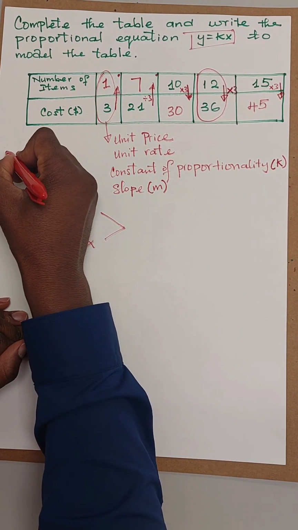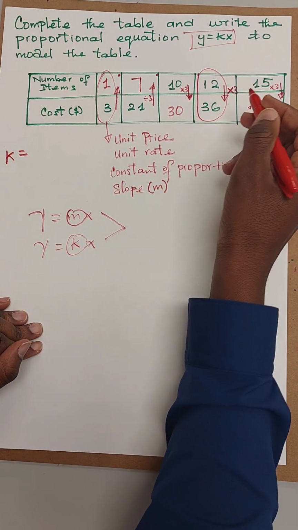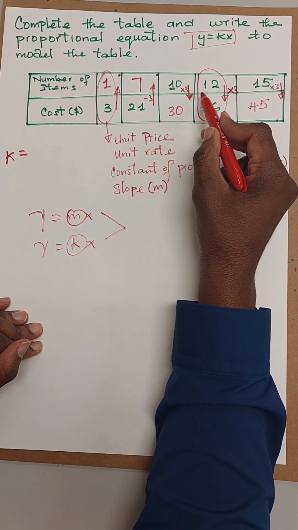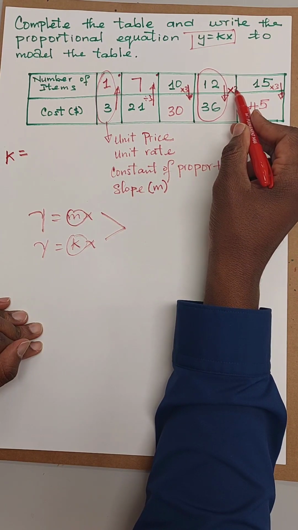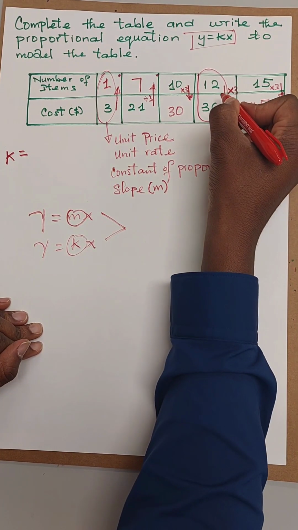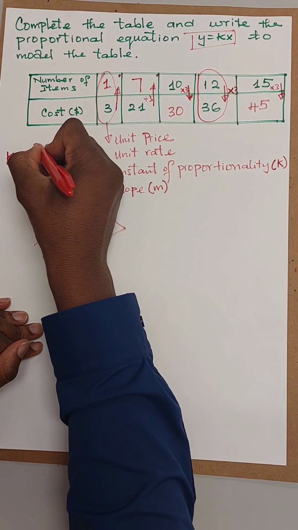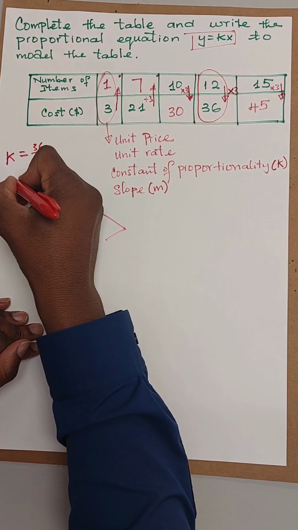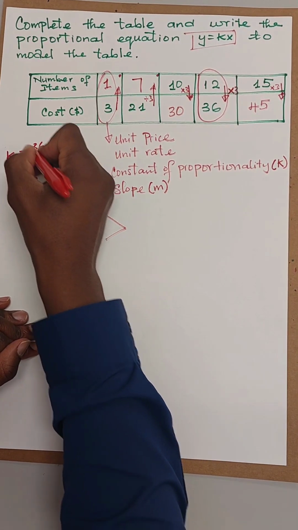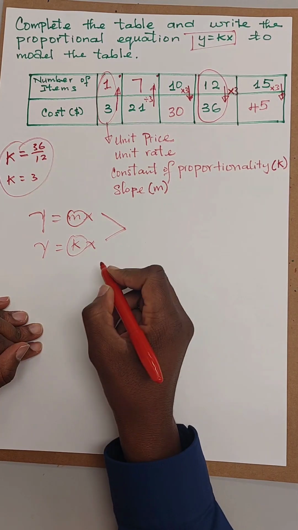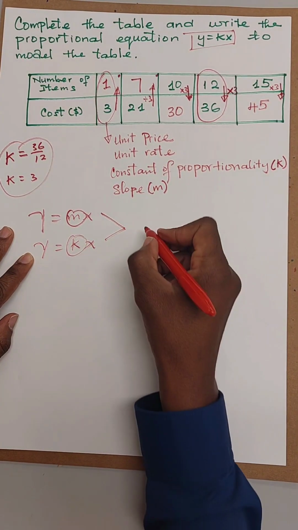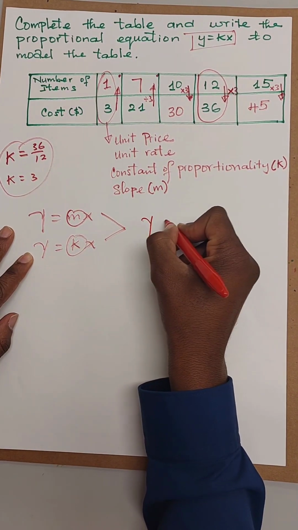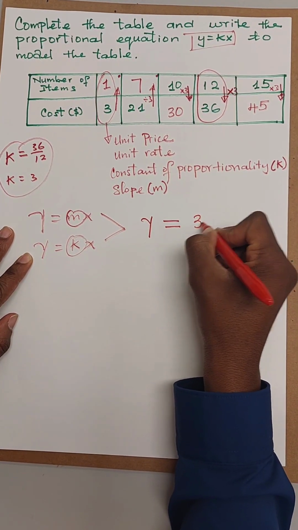We calculate the k by finding that number that we use to multiply. Okay, that number that we'll be multiplying with, it is that 3. And we calculate it by using this pair here, which is 36 divided by 12. So that k is 3. So to write the equation, whether we call it the slope or the constant of proportionality, we get the same equation. So the equation will be y equals 3x.